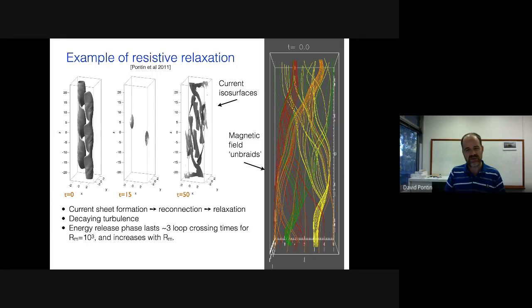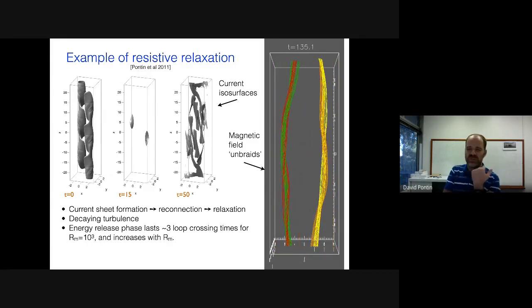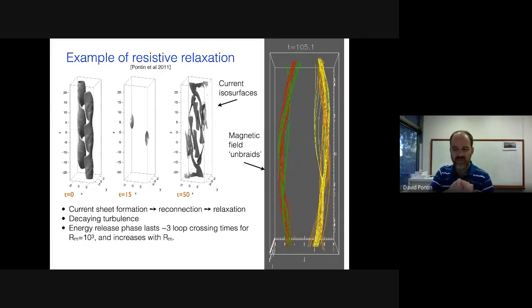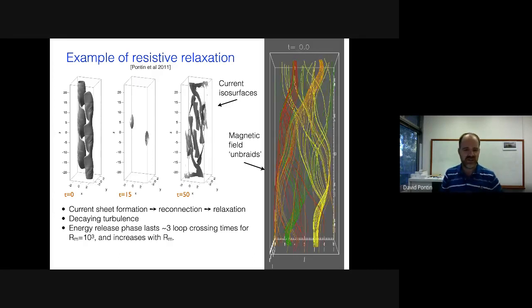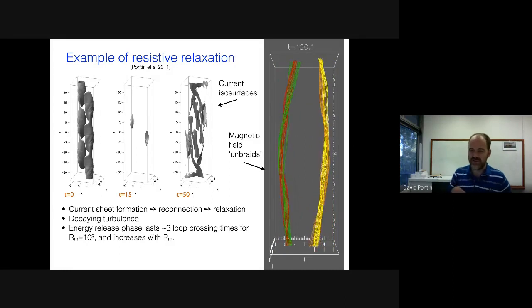And we basically have an evolution that resembles some kind of decaying turbulence. And then if we look at what the magnetic field lines are doing during this relaxation process, they basically unbraid themselves. So we start out with a situation where the field lines are wound around one another in a very complex way, and they basically unwind and unbraid themselves by the end of the simulation, and we have a much simpler and lower energy magnetic field.